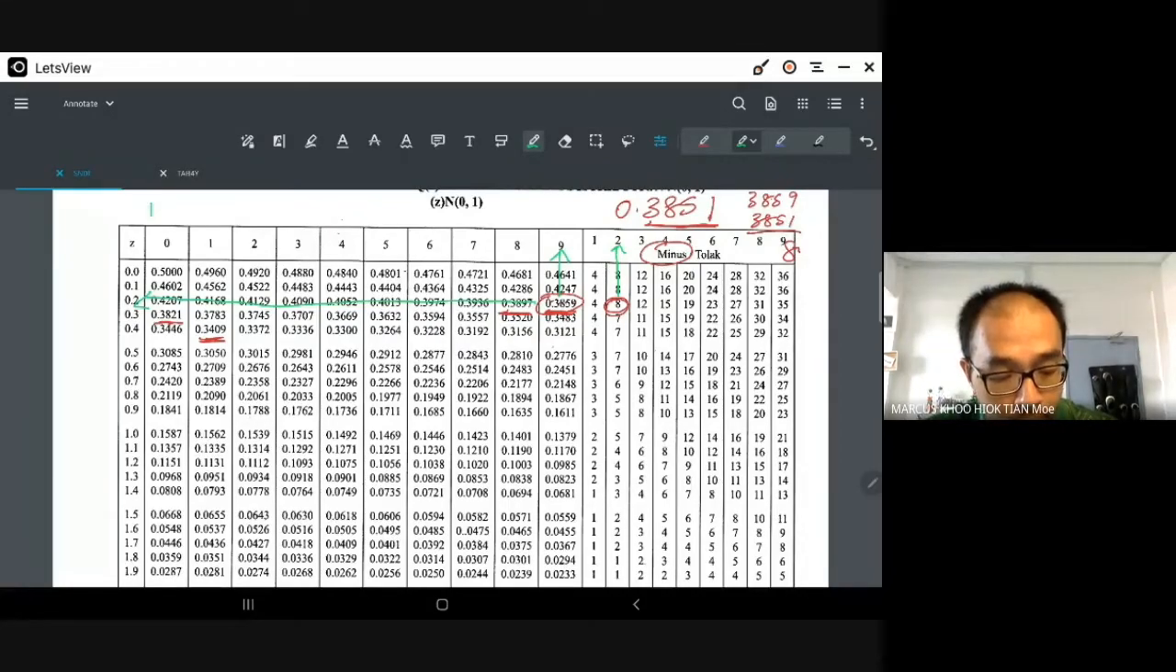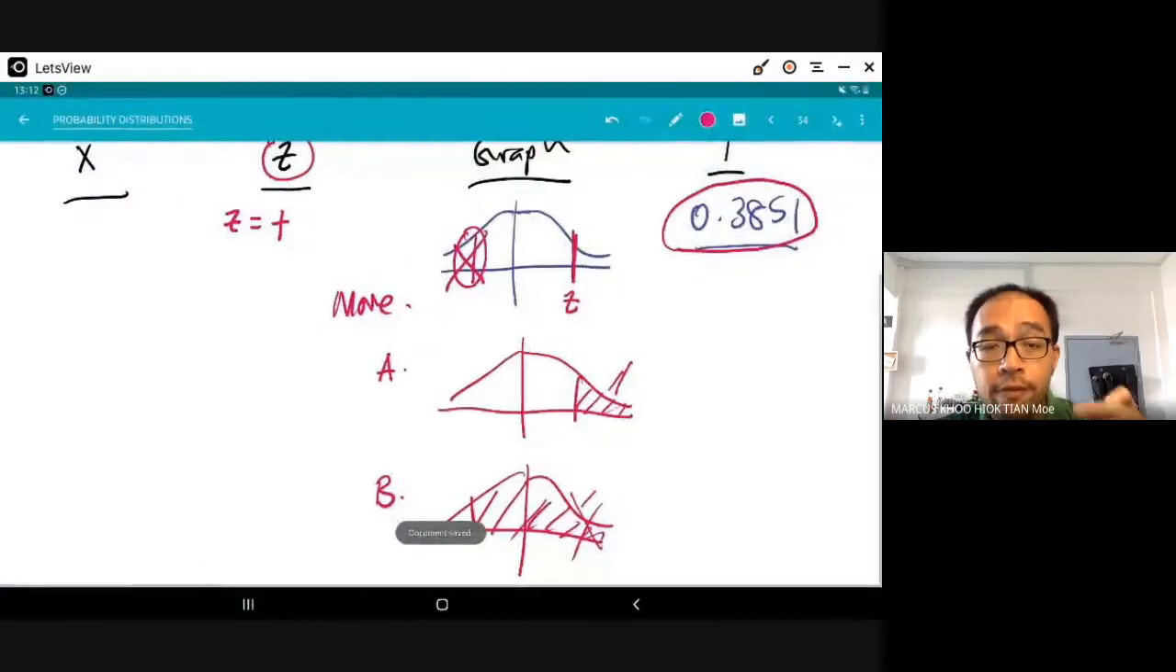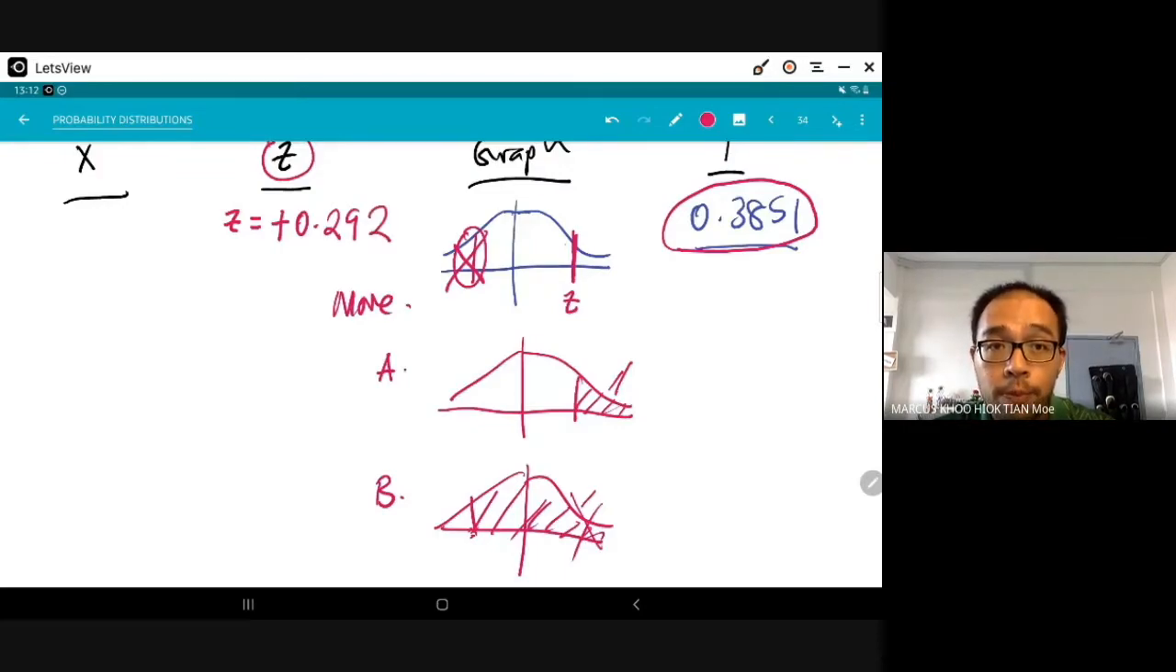Okay, so my Z is 0.292 because the probability is 0.3851. Okay, 0.292. So the question is, is it positive or negative? Tadi kamu sudah cakap it is positive. So positive 0.292. So can we find the X score from this Z score?